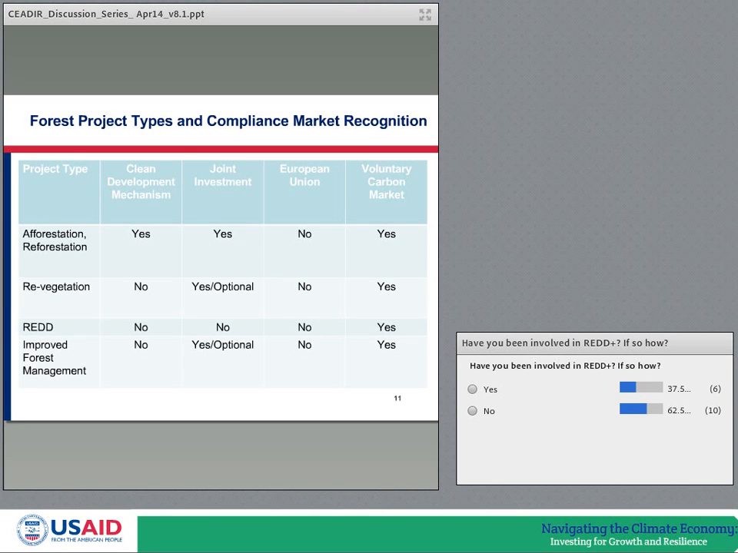The Clean Development Mechanism, which is the project-based mechanism established under the Kyoto Protocol to support projects in developing countries, only allows afforestation and reforestation projects. If you have a project that's reducing emissions from deforestation or reducing degradation, that's technically not allowed within the CDM. It's not a recognized project type. There are certain ways around it, say with cook stoves, but I won't get into that.